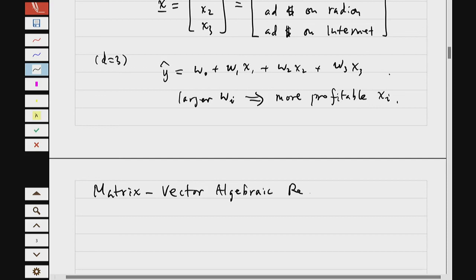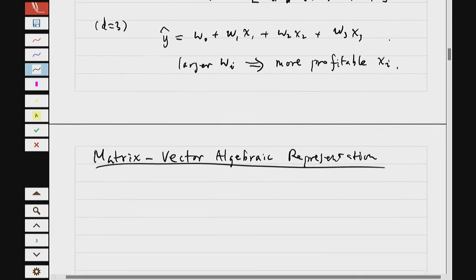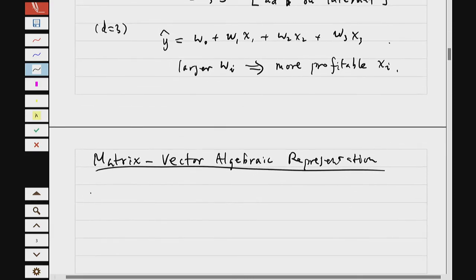Algebraic representation. Okay. So first of all, we have the data points. We're going to put those data points into a big matrix called a data matrix.